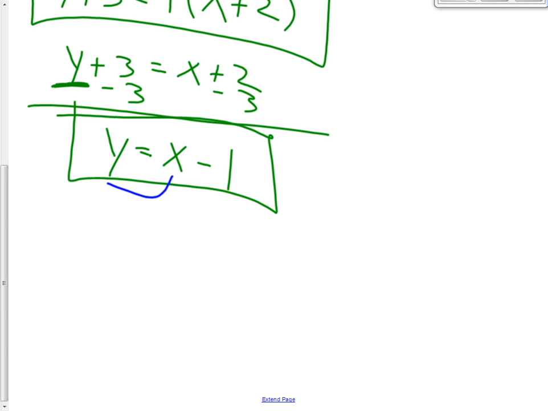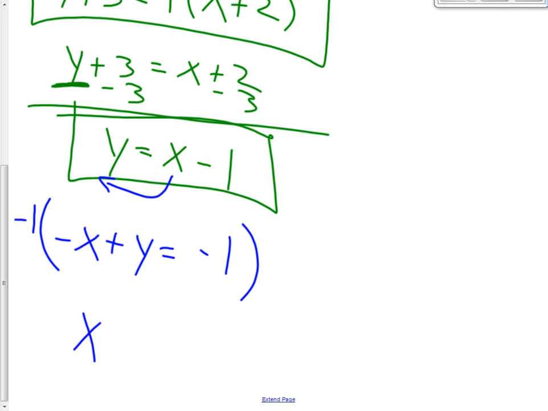So subtract this x to get x and y on the same side. So a negative x plus a y equals a negative 1. This negative sign right there should be screaming at you, saying, I can't be there, I have to get rid of it. So the way we do that is we multiply everything by a negative 1, or I change the signs on all of them. I have to have a positive coefficient in front of my x value.